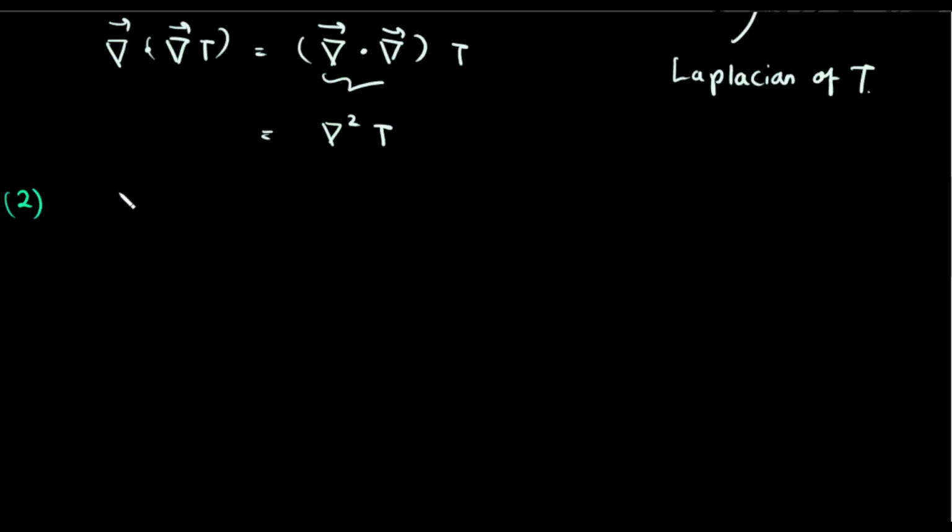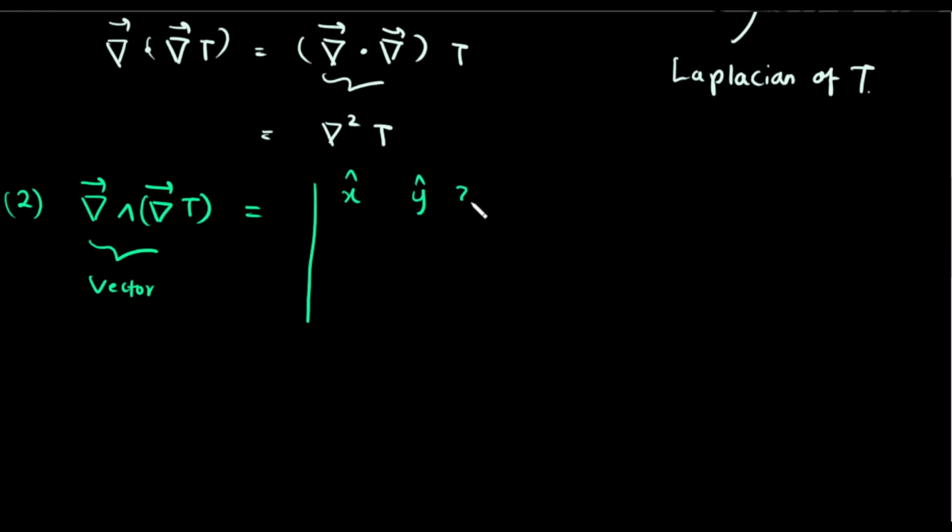Now I'm going to take the second one, the curl of grad t. You know that this gives you a vector. The final outcome will be a vector, so we have to have the matrix format, with x hat, y hat, and z hat.